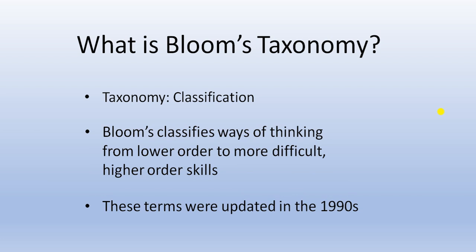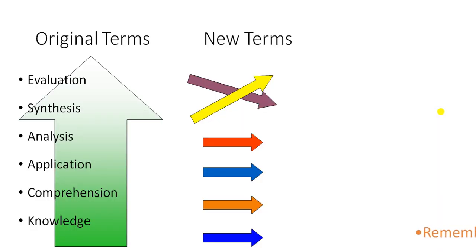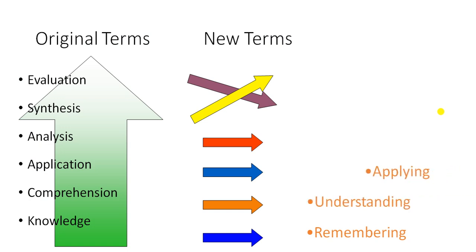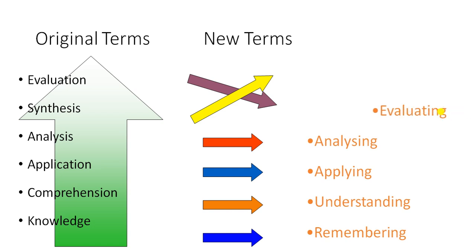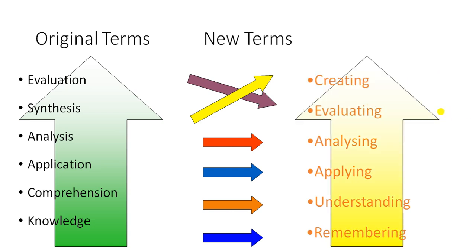These terms were updated in the 1990s. Earlier, as we came to know, it was given around 1956, and again it was updated in 1990. If we talk about the original terms when first introduced, they were knowledge, then comprehension, application, analysis, synthesis, and evaluation. After that, the terms evaluation and synthesis were changed. Synthesis has been changed into creating, and evaluation has been lowered down. So the terms are now remembering, understanding, applying, analyzing, evaluating, and creating.